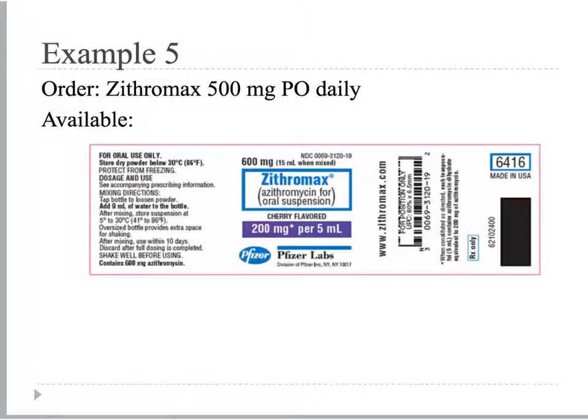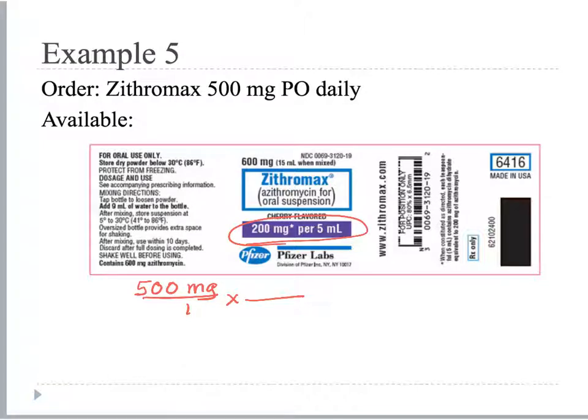Let's take a look at one last one here. Example 5. Our order is for Zithromax, 500 milligrams orally daily. And what is available is given. If I look at the label, I need our dosage strength. We can see here, our strength is 200 milligrams per 5 mLs. So I'm going to start with my order, which was 500 milligrams. I'm going to put that over 1. And then I need to figure out how much to give to the patient in milliliters.